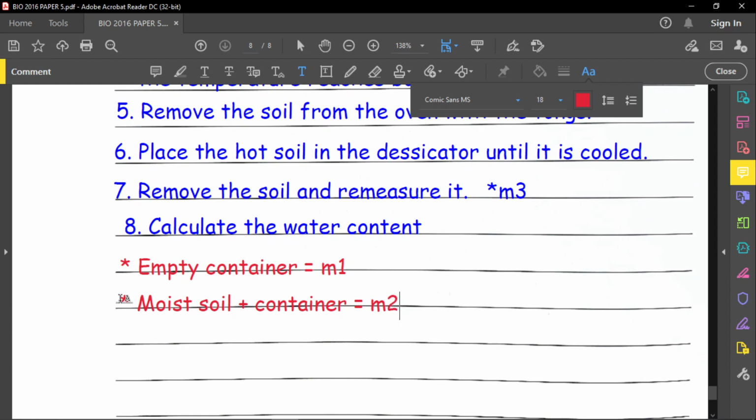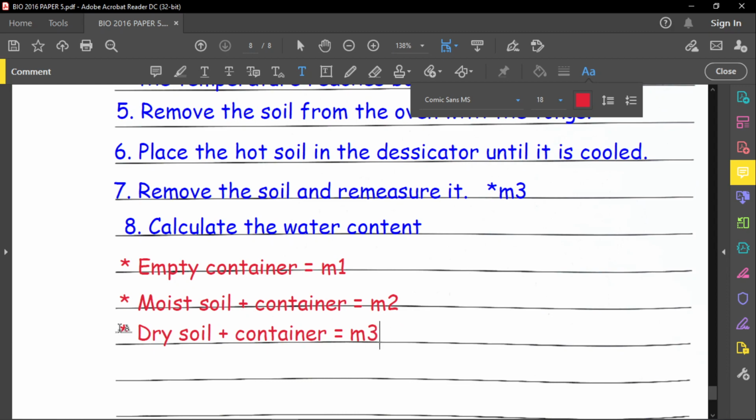Mass 2. And then the last mass is the dry soil, after you place it in the desiccator. A desiccator is an airtight container that will prevent moisture from going back into the soil, right? So this will be the dry soil plus the container, and we call this our mass 3.